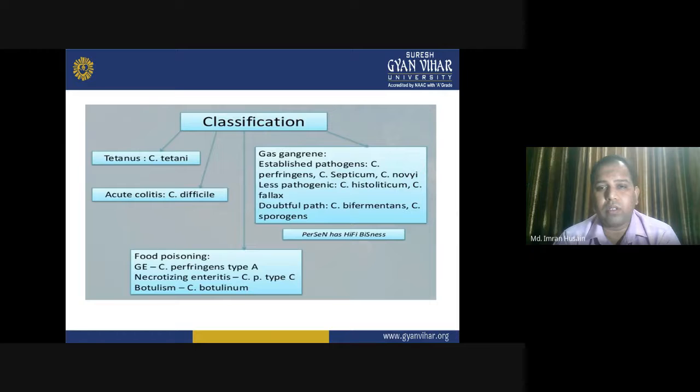established by pathogens Clostridium perfringens, Clostridium septicum, etc., and less pathogenic Clostridium histolyticum and Clostridium fallax, and doubtful pathogens Clostridium bifermentans and Clostridium sporogenes. Especially, food poisoning is caused by Clostridium perfringens type A, necrotizing enteritis by Clostridium perfringens type C, and botulism by Clostridium botulinum.